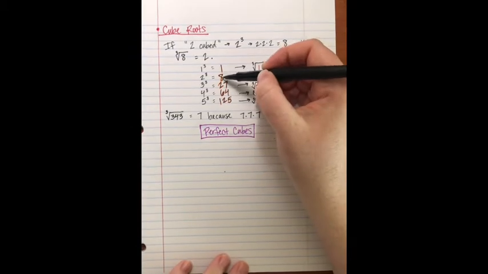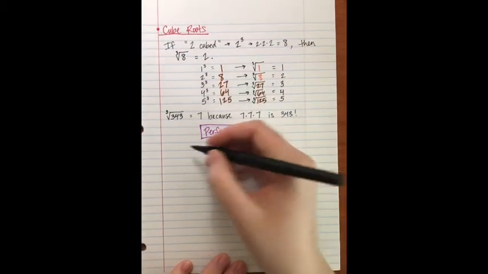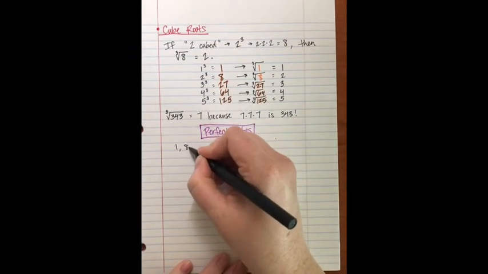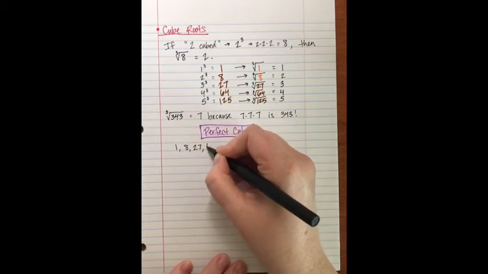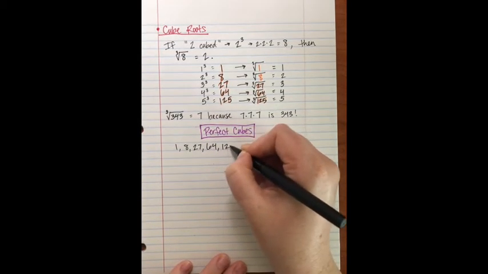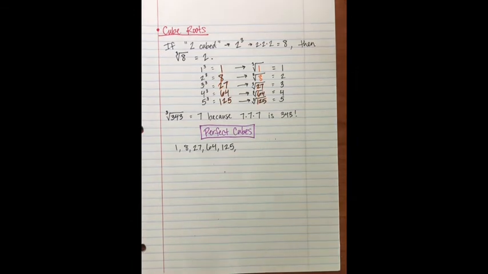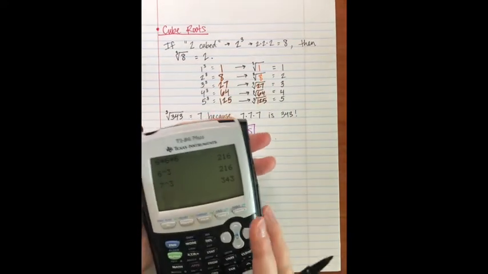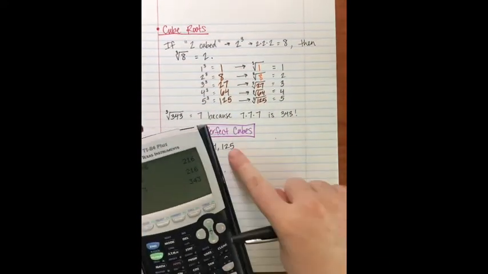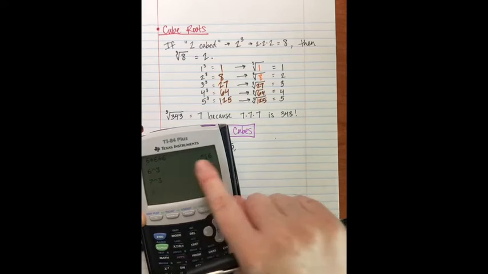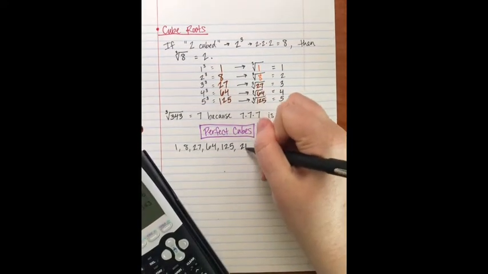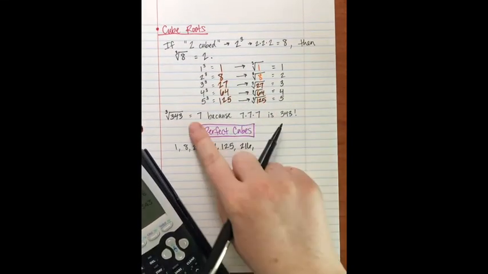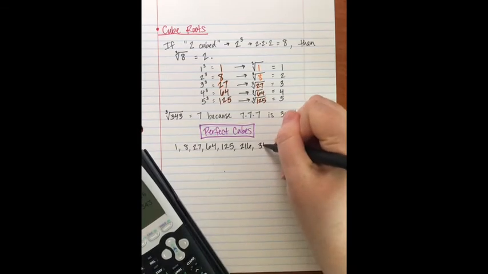Well, here's the first 5 in your list. Okay, so we got all the way up to 5 cubed. Now, you could just take your calculator and figure out the next couple. 6 cubed was 216. 7 cubed was 343.